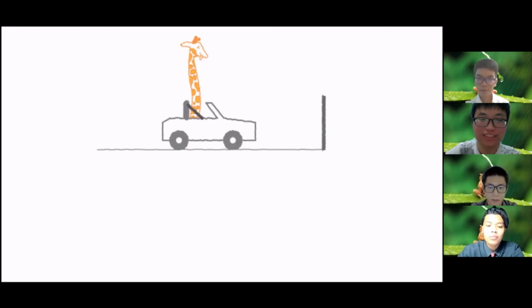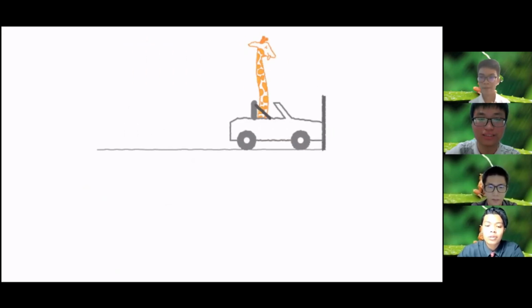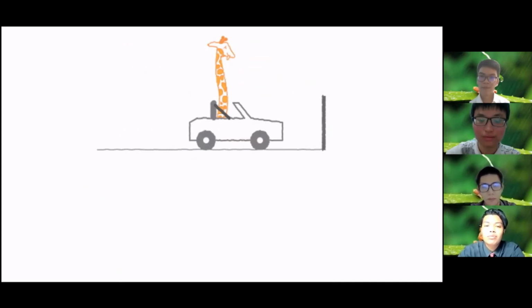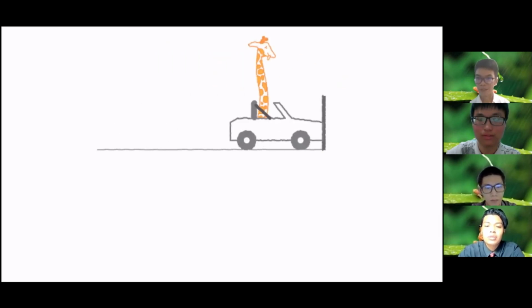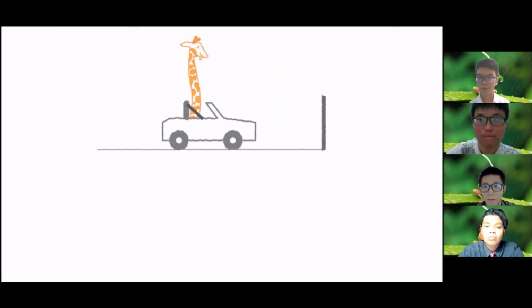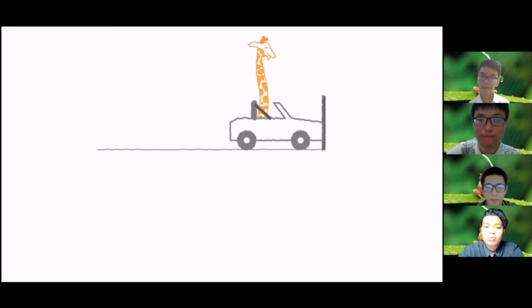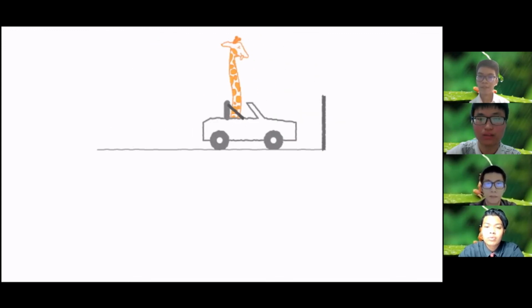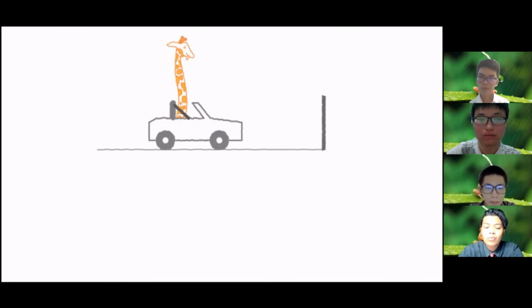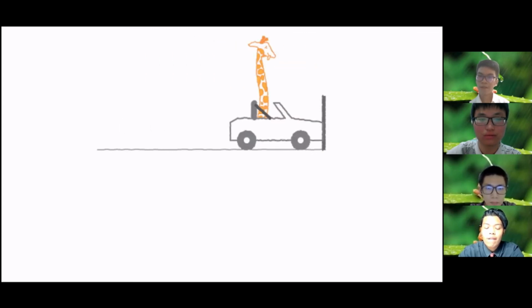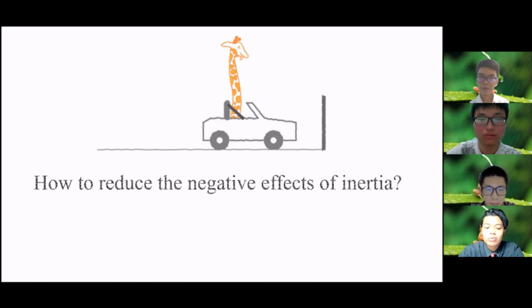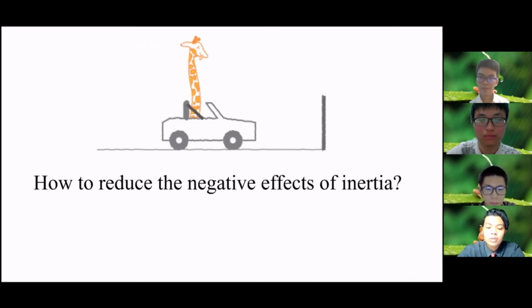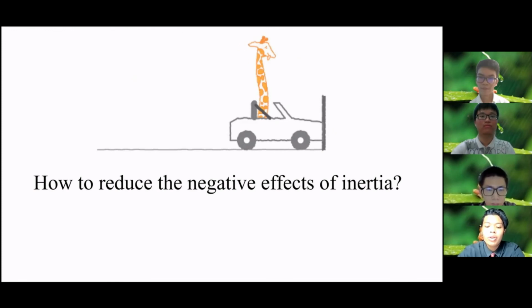All right, proceed on. We have the negative effect of inertia in our daily life. From this animation, when the car stops abruptly, the inertia will keep the giraffe in forward motion and throw him forward. Due to the inertia, the car driver will suffer a severe injury. Therefore, Daniel, if you are the designer of this car, how can you reduce the effect of inertia? In my opinion, I will equip the car with safety belts. Any more?